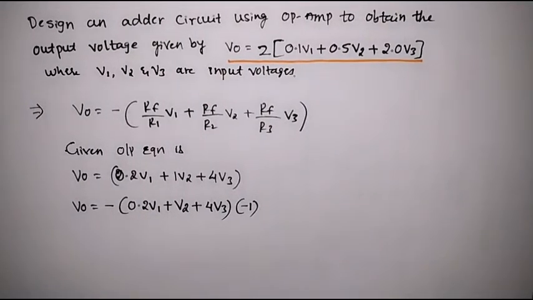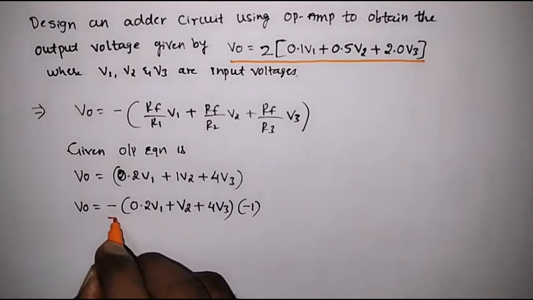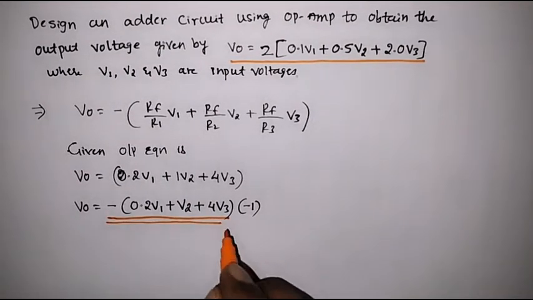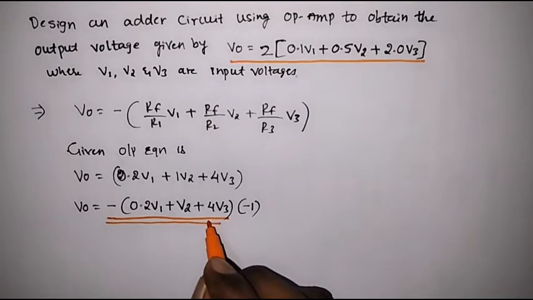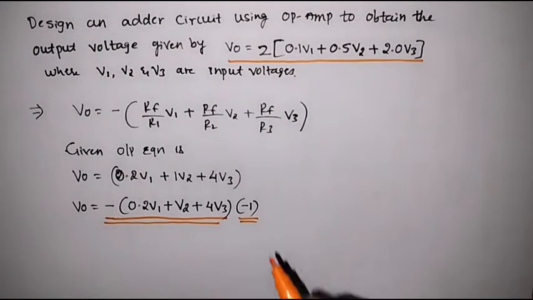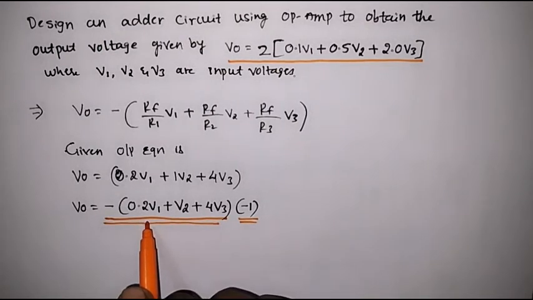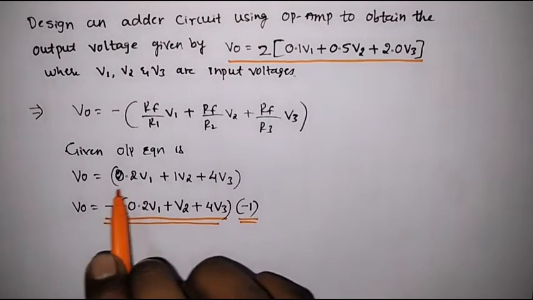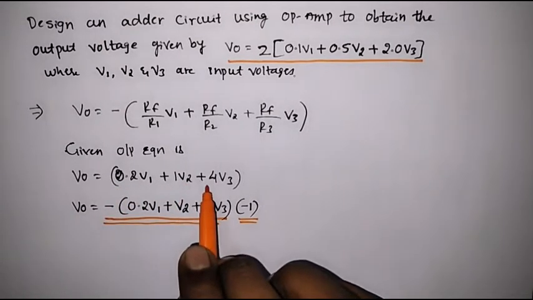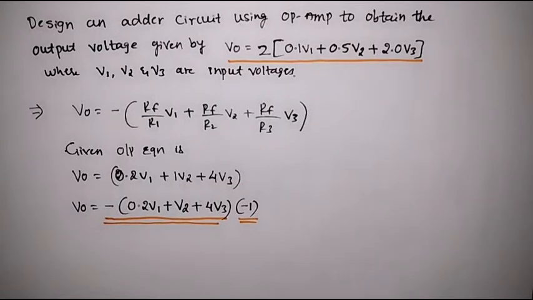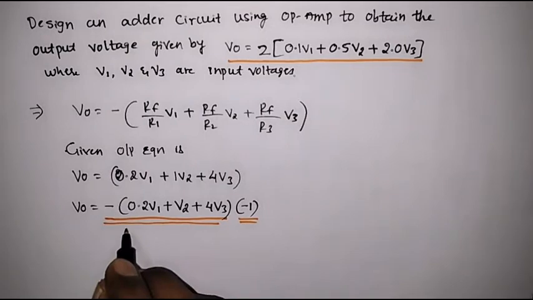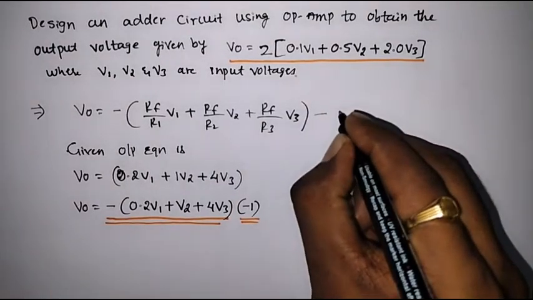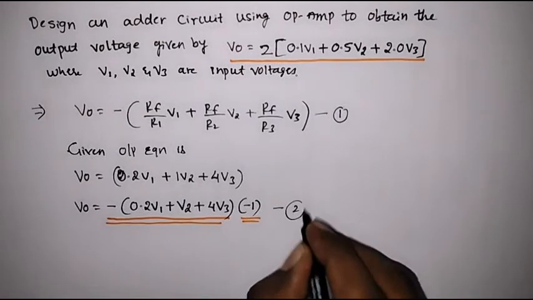So now in this expression, with the help of this term, we can design the inverting adder circuit. Later the output of this inverting adder circuit is passed through another op-amp inverting amplifier, so that it will produce the same output, that is VO equal to 0.2 V1 plus 1 V2 plus 4 V3. Now let's design the circuit for this part first. I'll call it equation number 1 and this as equation number 2.